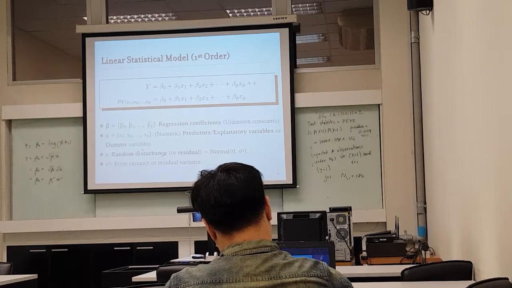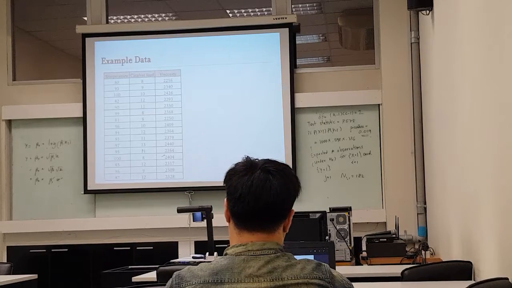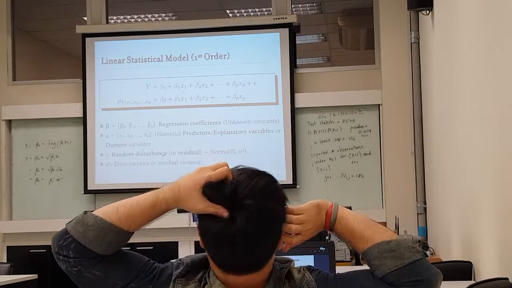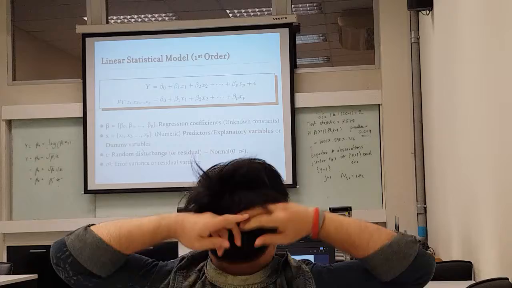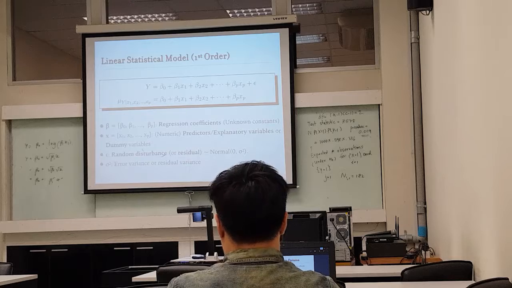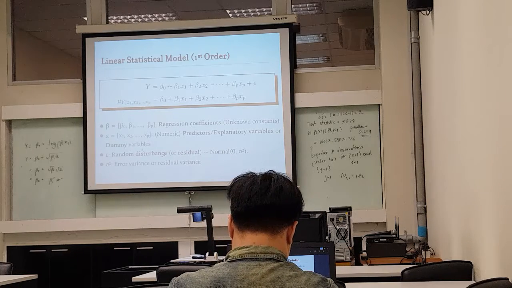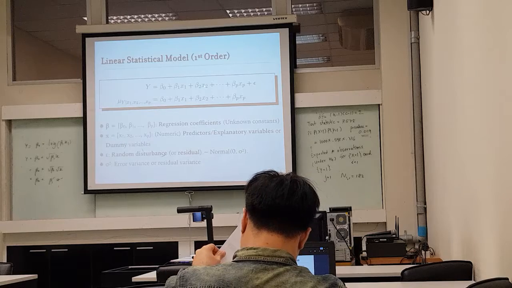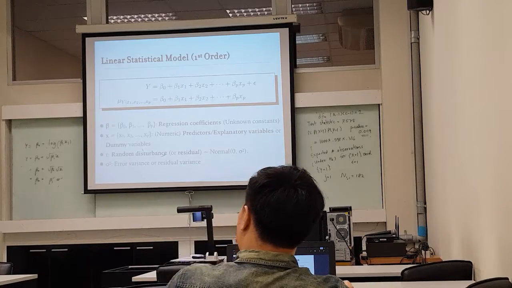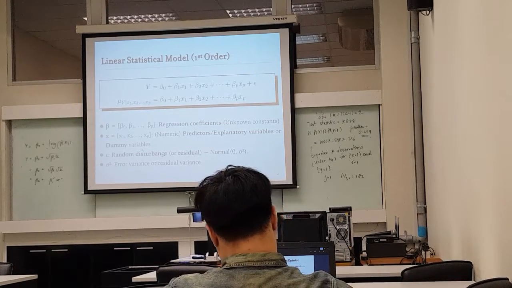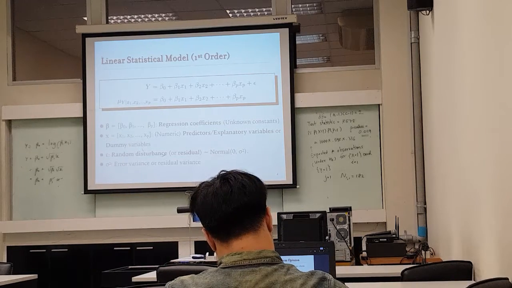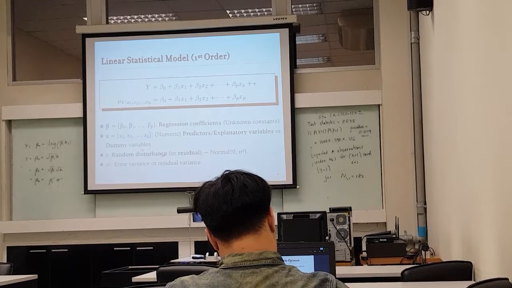So given this data set, the process of deriving these unknown constants from the data set is called model fitting. Model fitting means you have the data and you have this equation, and you find the coefficients. This equation is called a model. Model fitting means you find the coefficients beta out of the data.